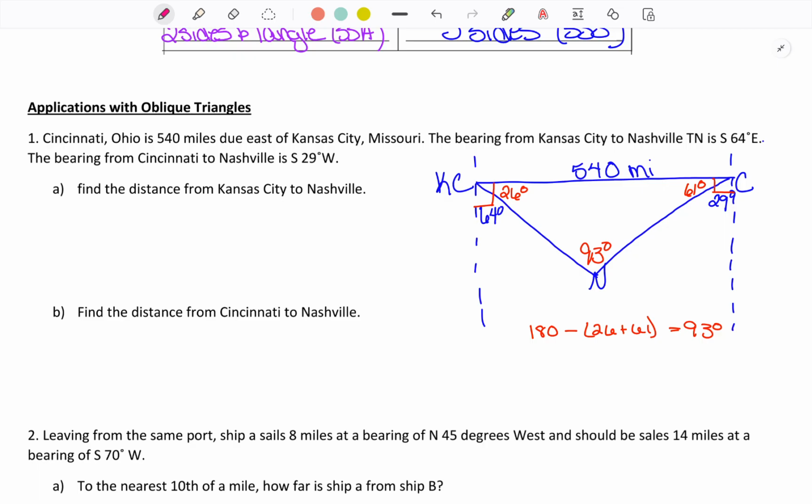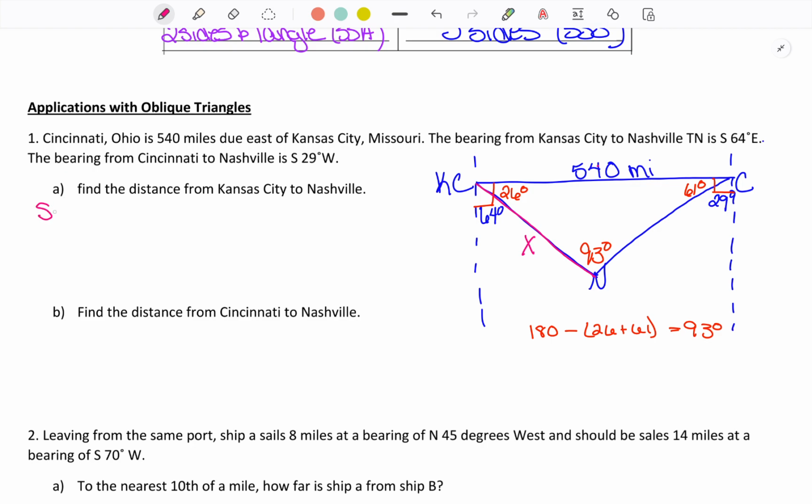So first we are asked to find the distance from Kansas City to Nashville. So we're going to call this x, because that would be this leg right here. We could use the law of sines for it, because we have the 540 and the 93 that are opposite of each other. And the law of sines is usually a little bit shorter than the law of cosines. So if we have that set up, it's usually what I go for. So let's go ahead and get it set up.